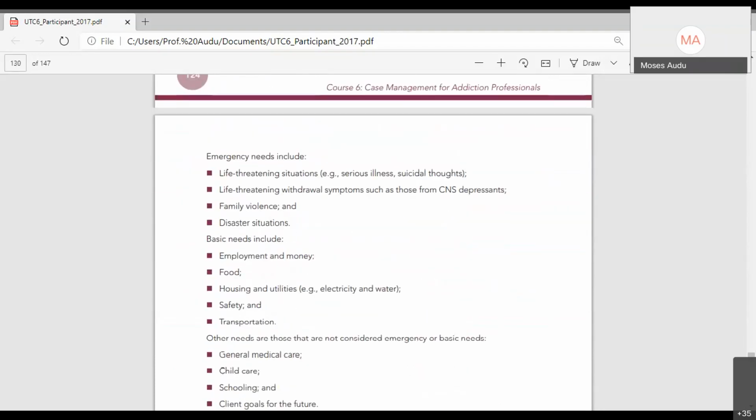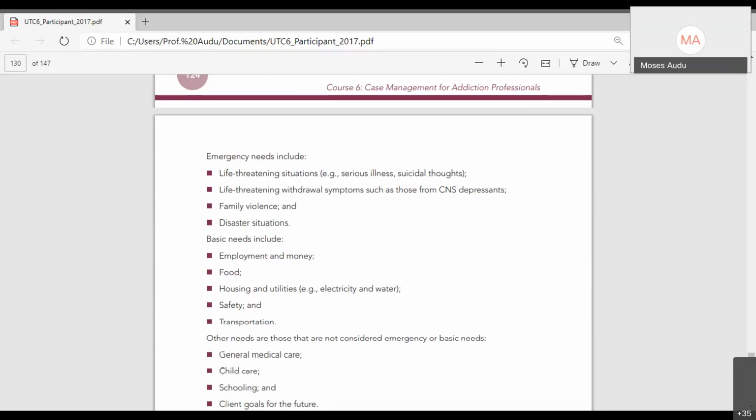So emergencies include what? Life-threatening situations, which are serious illness, suicidal thoughts, and life-threatening withdrawal symptoms, such as those from CNS depression. Of course, sometimes people can come with very severe delirium tremens from alcohol, and they are convulsing and it's life-threatening. You need to intervene, or even withdrawing from maybe heroin, whatever, and you need to do something about it. Otherwise, they can become violent, and so many other things can happen.